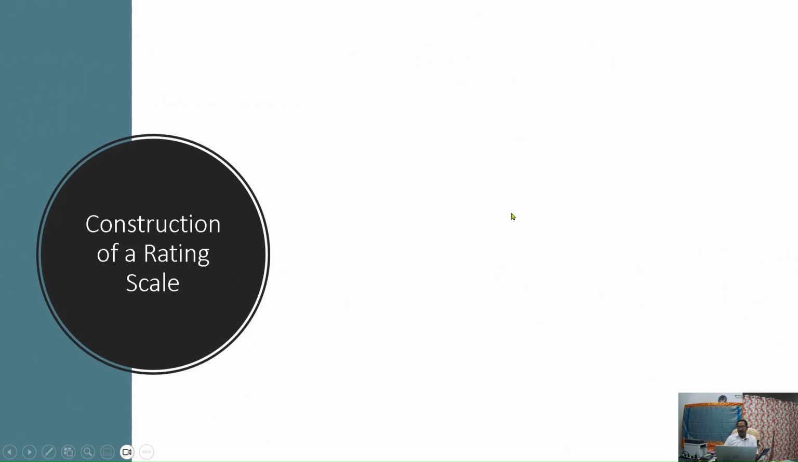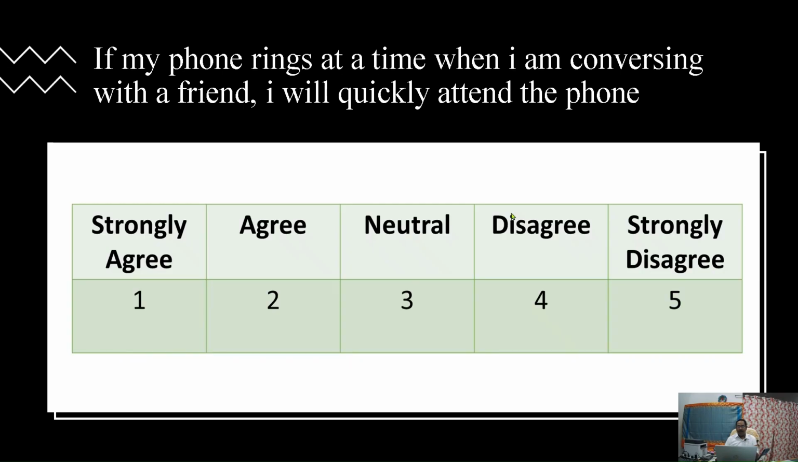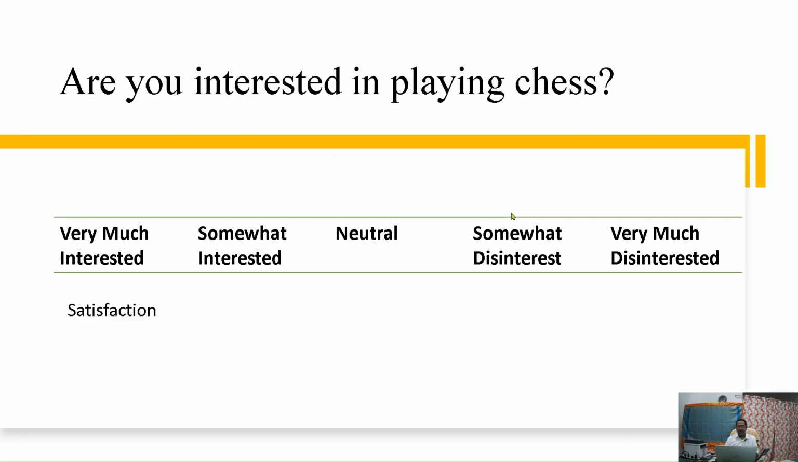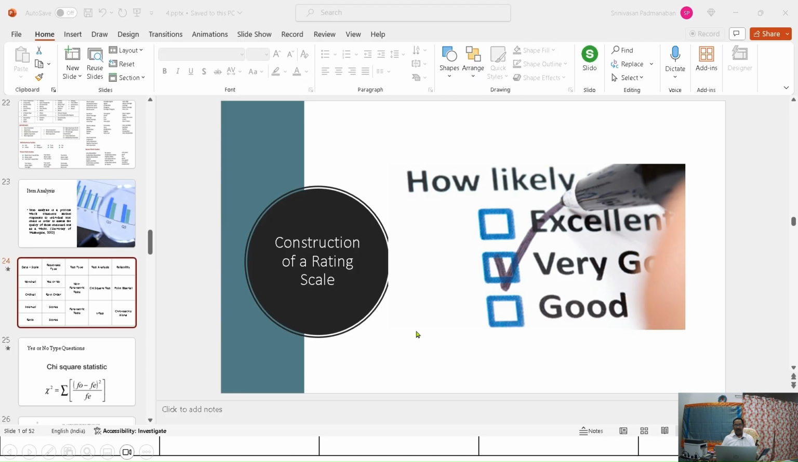Now the other way is, if there are already well established dimensions, we can construct a scale. This is what we have seen in one of the previous videos, where we gave weightage to dimensions, weightage to positive and negative questions, wrote the items, and made a scoring key. We went on for item analysis. We have also talked about positive and negative questions and the statistics of item analysis. If it is a nominal or ordinal scale, we have to go for the chi-square test, and if it is an interval or ratio scale, we have to go for the t-test.